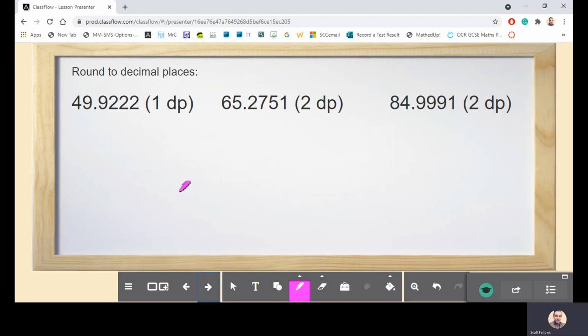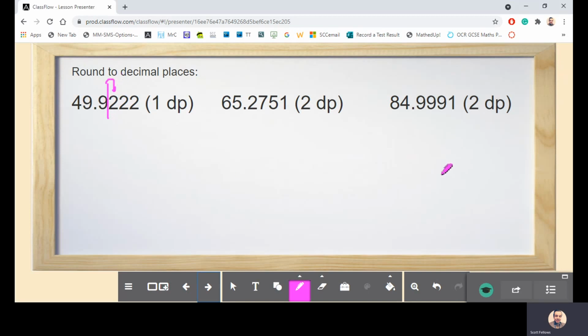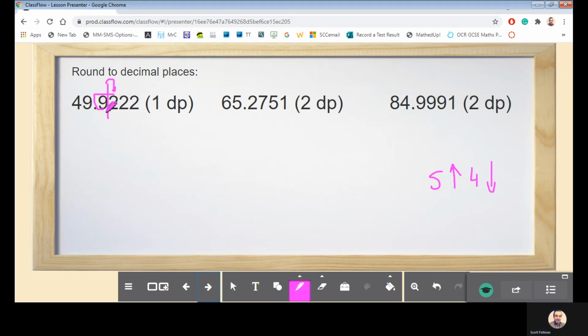Okay, round decimal places. 1 decimal place. That means 1 number after the point. So you put a little line here. Okay, 1 place, 1 decimal place. So we've got 49.9. Then we look at the one after the line. So 2. Same idea. If it's 5 or more, it goes up. If it's 4 or less, it goes down. So 92, or 2 is less than 5, so it's going to stay the same.